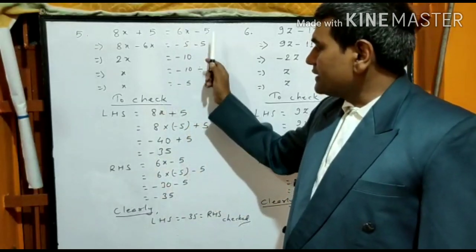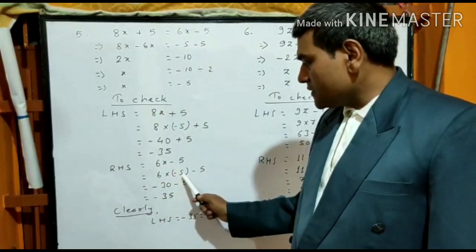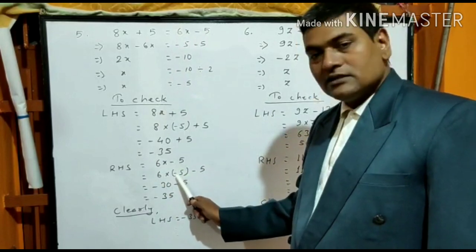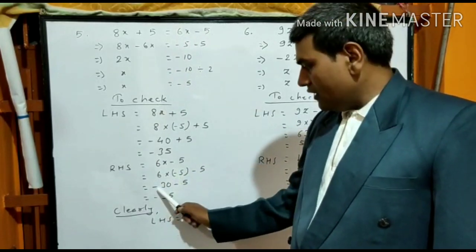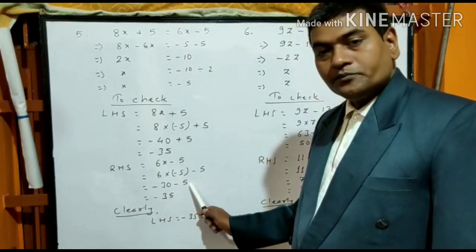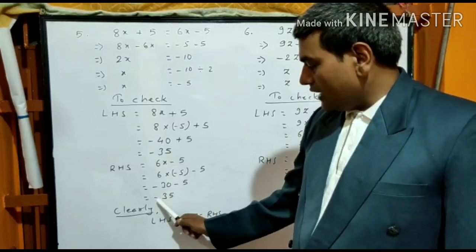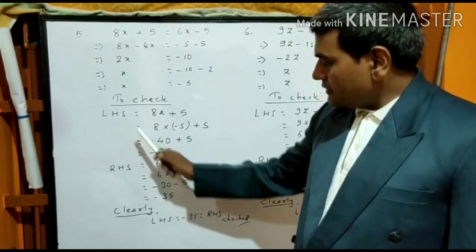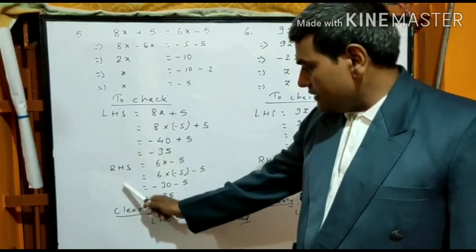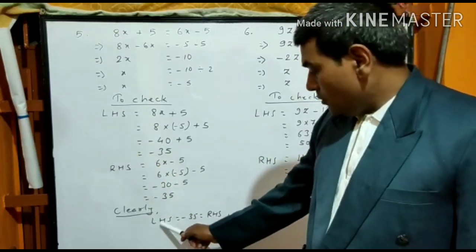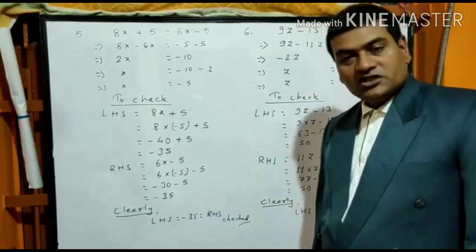Right hand side it is 6x minus 5. x is minus 5, 6 5s are 30, sign of minus right here. Both are negative, so we will add them. Minus 30 minus 5 is minus 35. Left hand side is minus 35 and right hand side is also minus 35. Both are equal, so it is checked.